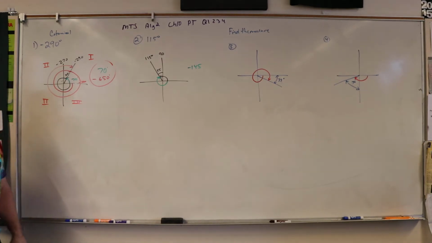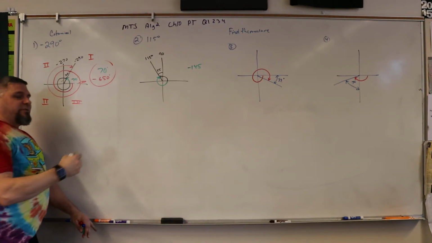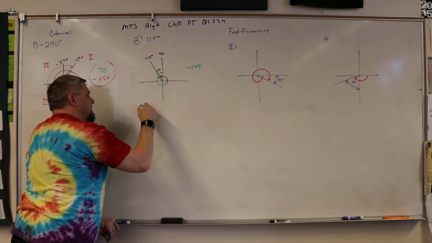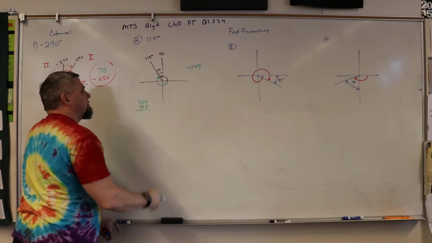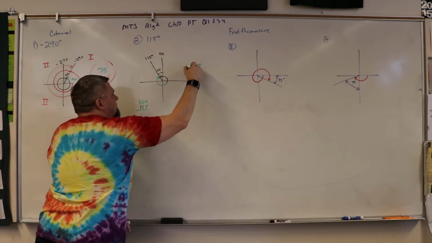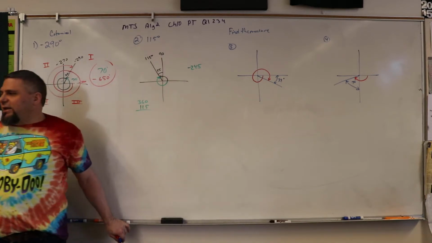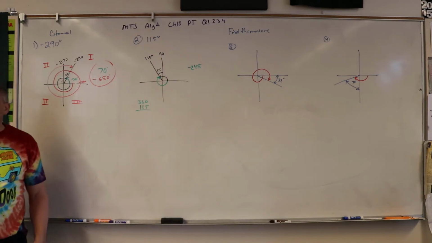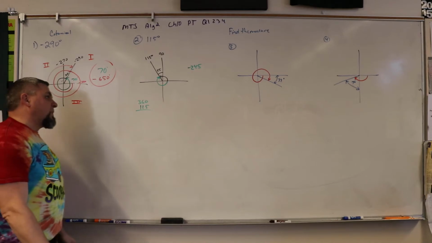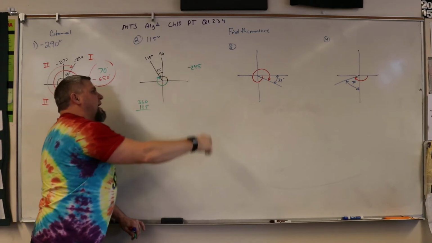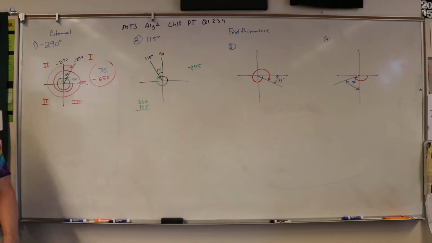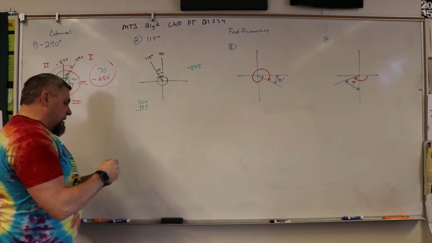So that would be negative 245, right? And you can double check yourself by taking 115 from 360. There you go. Duh. Because it was 180, right? So there. And it's good to double check yourself. So yeah, negative 245. Alright, so that's my negative.